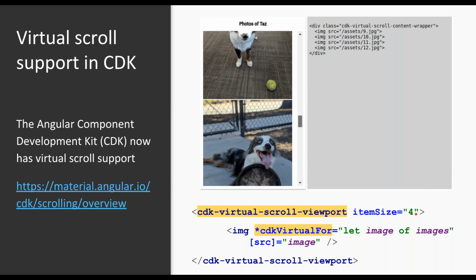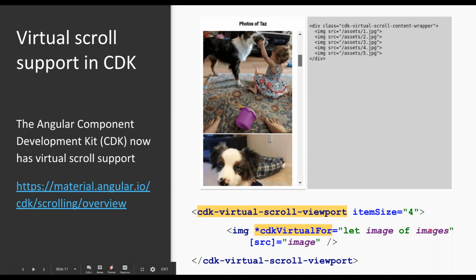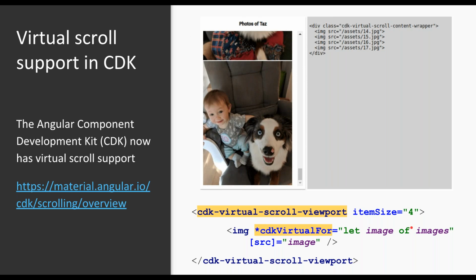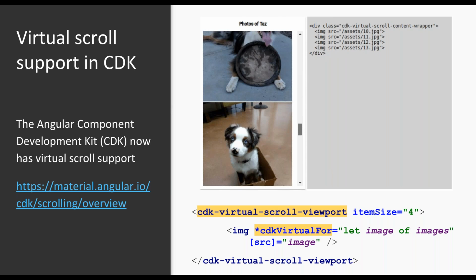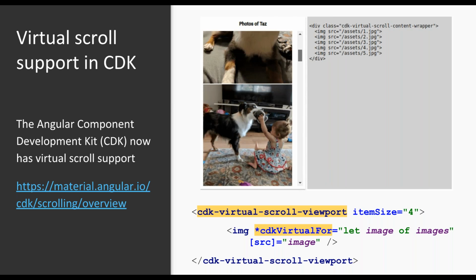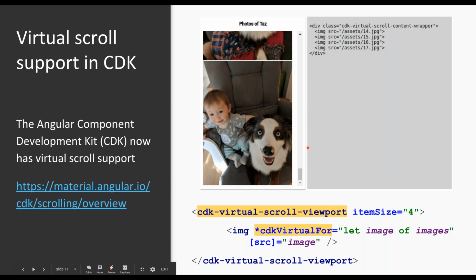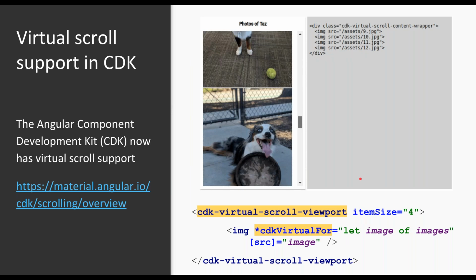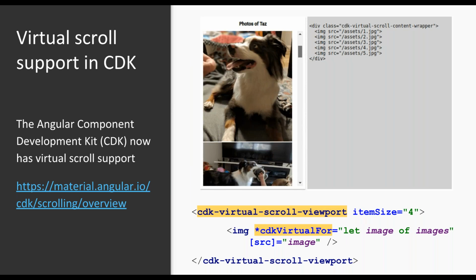And then as you scroll down, the CDK is automatically going to go through your list of all of the images that you have and either increase or decrease the indexes of the 4 current images that are loaded on the screen. So again, that's a very nice feature that we get, with very little code. As you can see, I can just use that example here, and I have a virtual scroll up and running. So that's, again, a nice feature that was added to the component CDK.